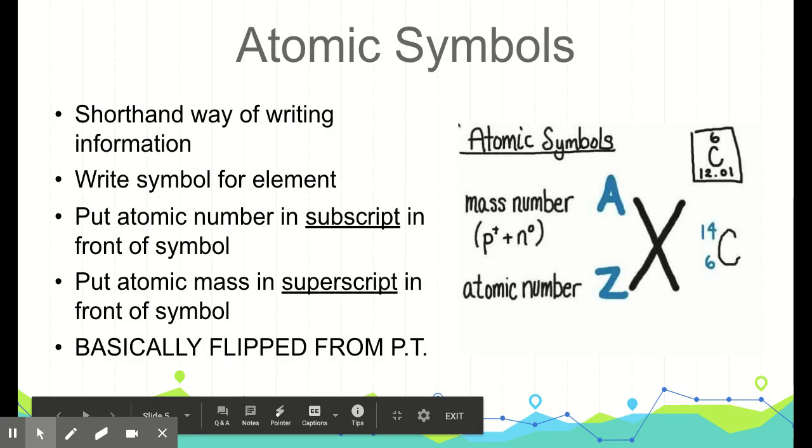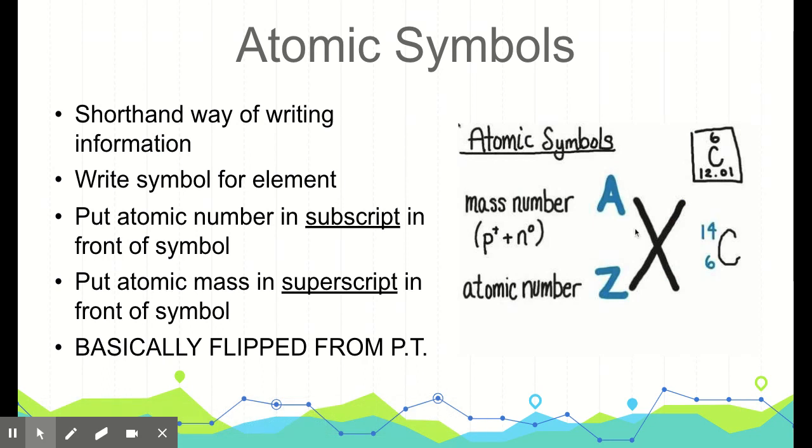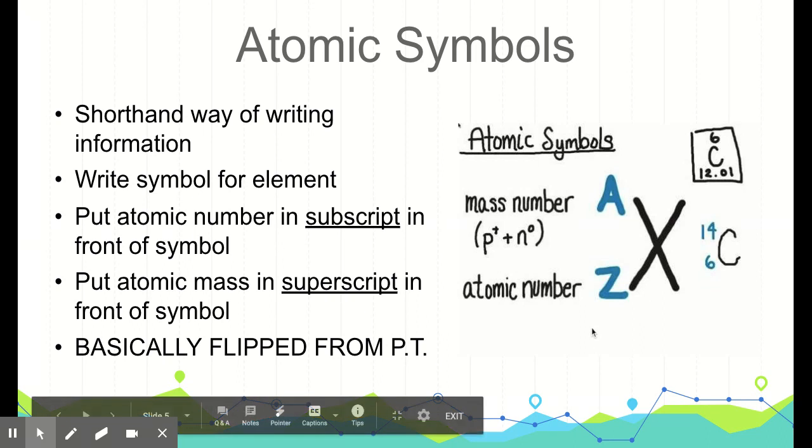So when you guys are writing atomic symbols, this will be important because you're not always going to have the same mass number that you would find on the periodic table, depending on if it's an isotope or not. And you can also put in the charge on an atomic symbol. This is basically a shorthand way of writing some information here.